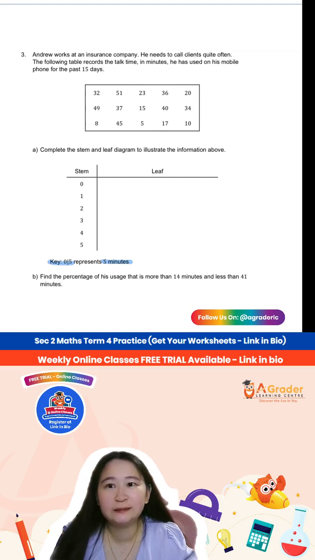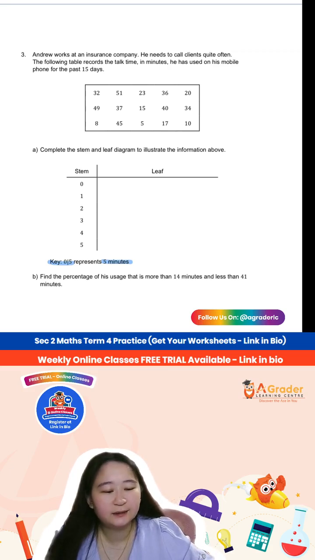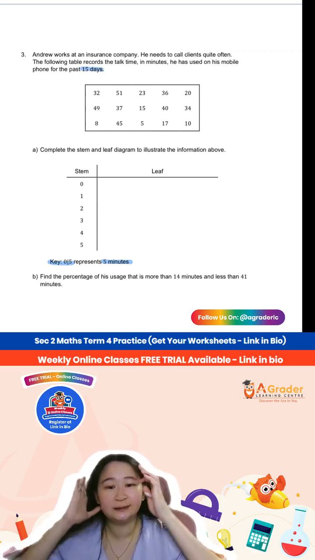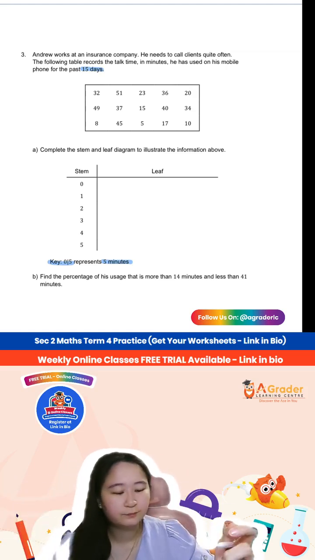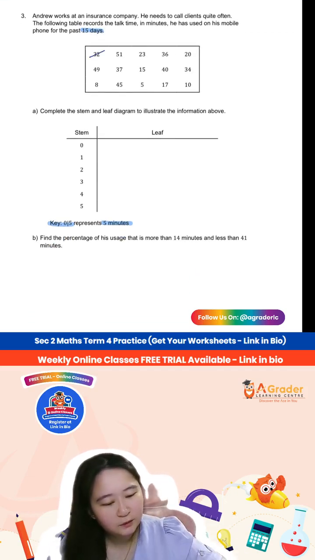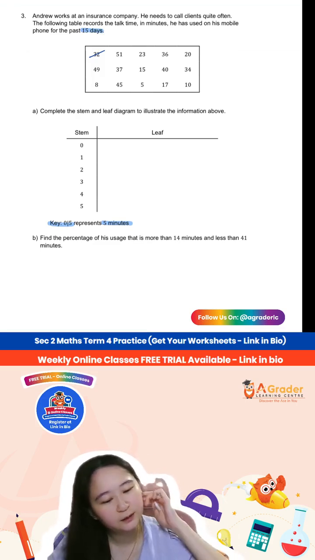So Andrew works at an insurance company. He needs to call clients quite often. The following table records the talk time in minutes he has used on his mobile phone for the past 15 days. So you can see that the data given to you, there is 15 of them. So for stem and leaf, always leave in ascending order.